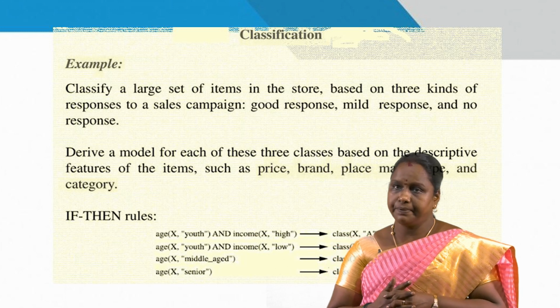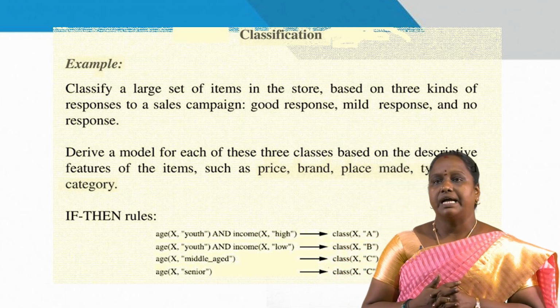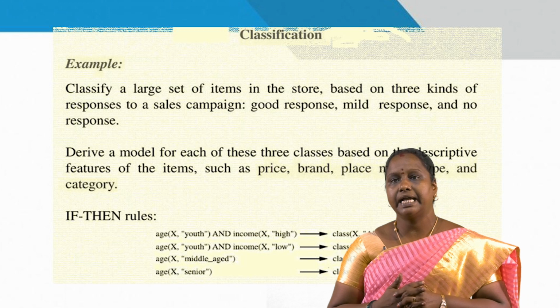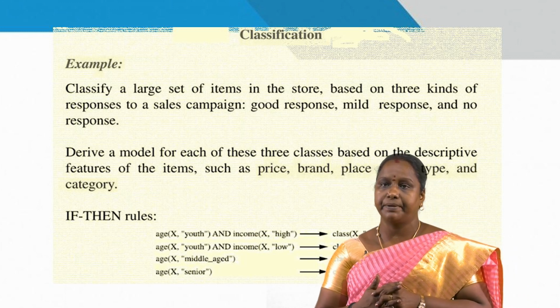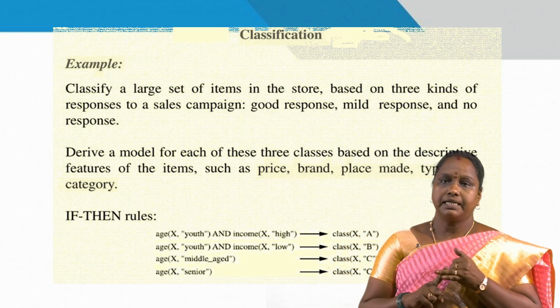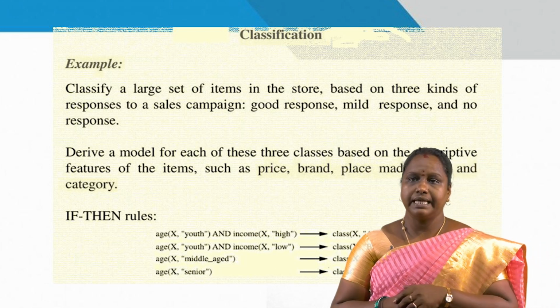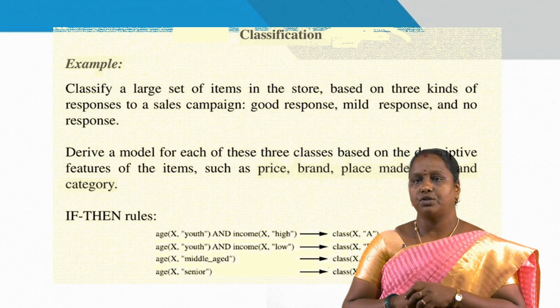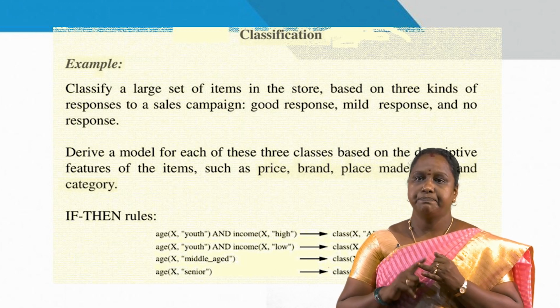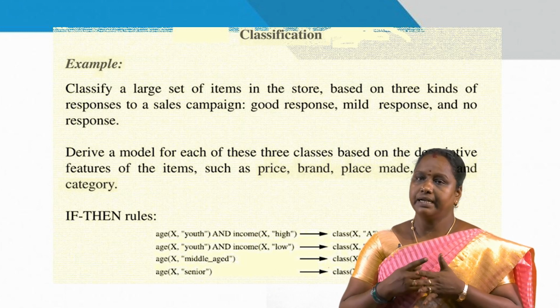Here we see the example. Classify a large set of items in the store based on 3 kinds of responses to a sales campaign: good response, mild response and no response. Derive a model for each of the 3 classes based on the descriptive features of the item, such as price, brand, place mode, type and category.